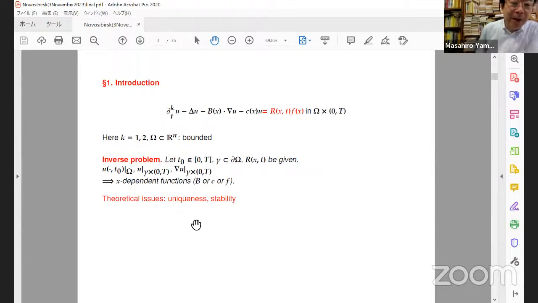Mainly we are concentrating on uniqueness and stability, namely whether those data can determine f(x) uniquely. Sometimes we also consider inverse coefficient problems. As an inverse coefficient problem, we are interested in the determination of b(x) or c(x). This is a very basic formulation of the inverse problems which we will discuss.